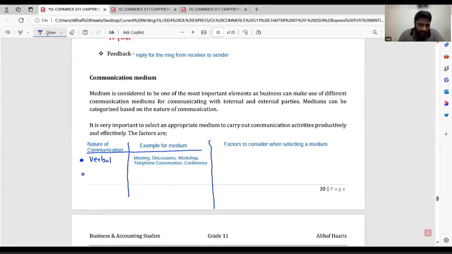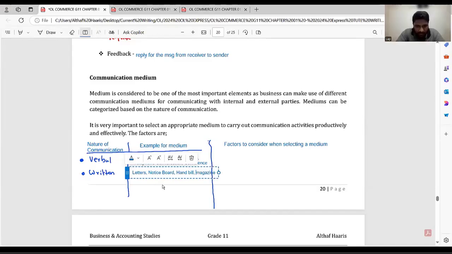Then we can move to the written. Written means like letters, notice board, handbill, magazine, banner, posters, newspapers. So these are certain examples for written.